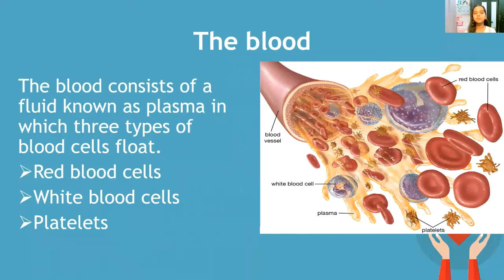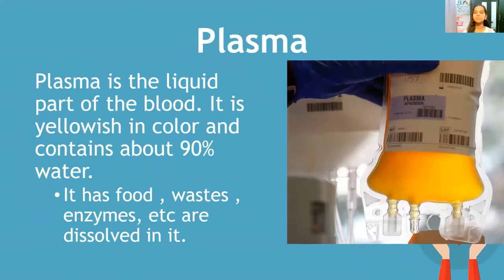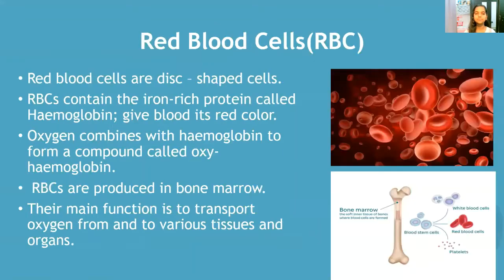The blood has a fluid called the plasma, which consists of three types of blood cells, and they are the red blood cells, the white blood cells, and the platelets. Plasma makes up the liquid part of the blood. It is yellow in color and contains 90% water. It has food, waste, enzymes, and many more things dissolved in it.